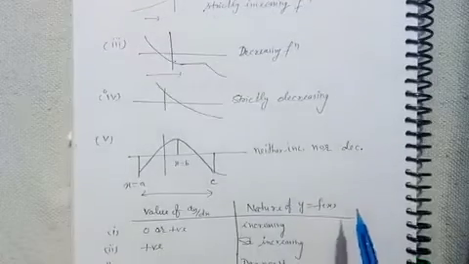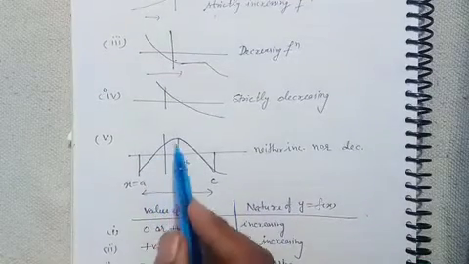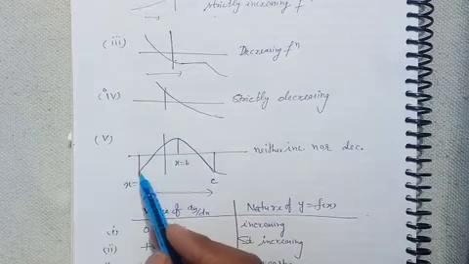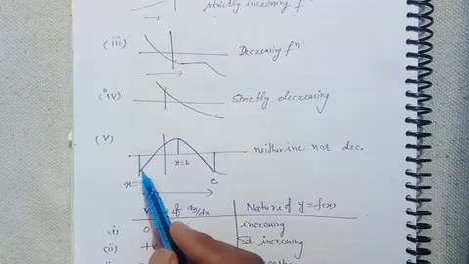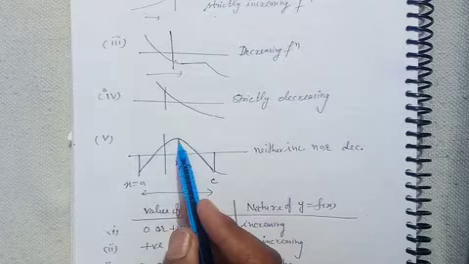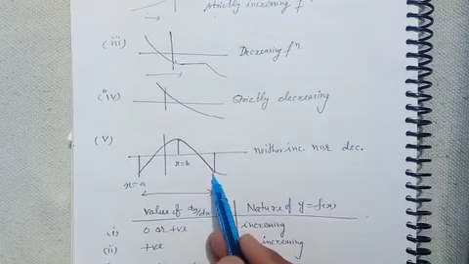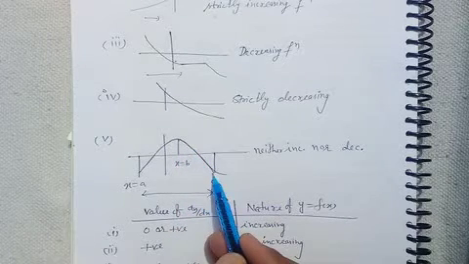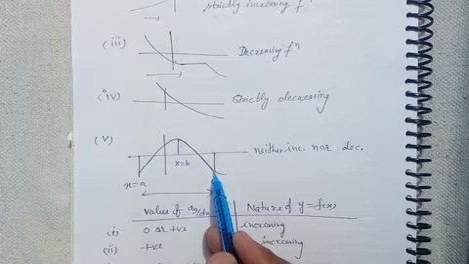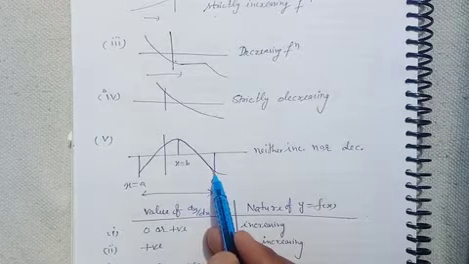And last situation, suppose this is the graph of the function y equal to f(x). In this graph, from x equal a to x equal b, function is increasing. From b to c, function is decreasing. So in the whole interval a to c, function is neither increasing nor decreasing.